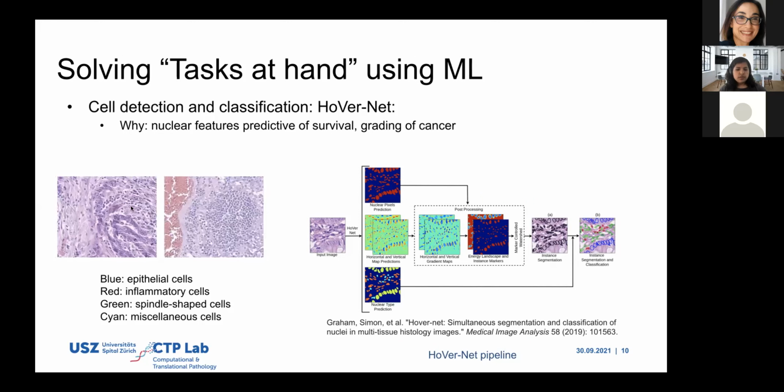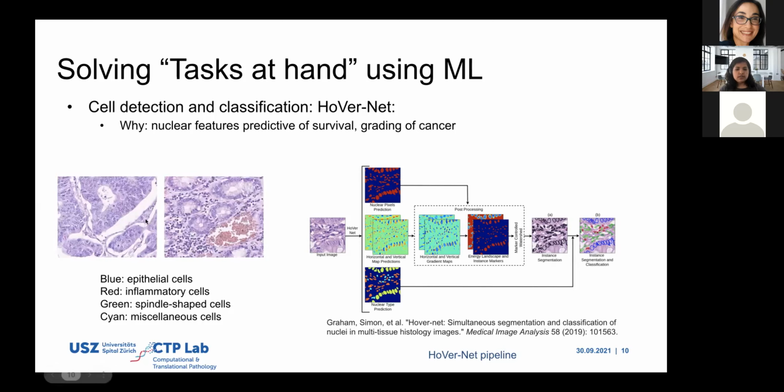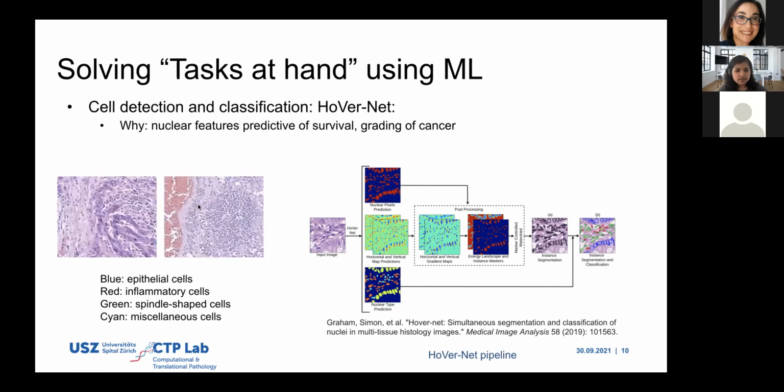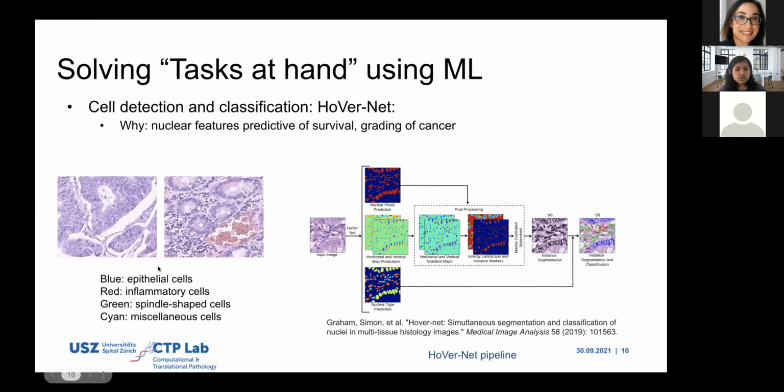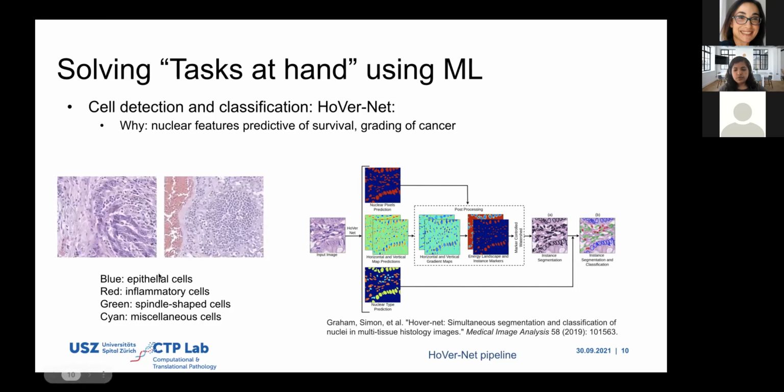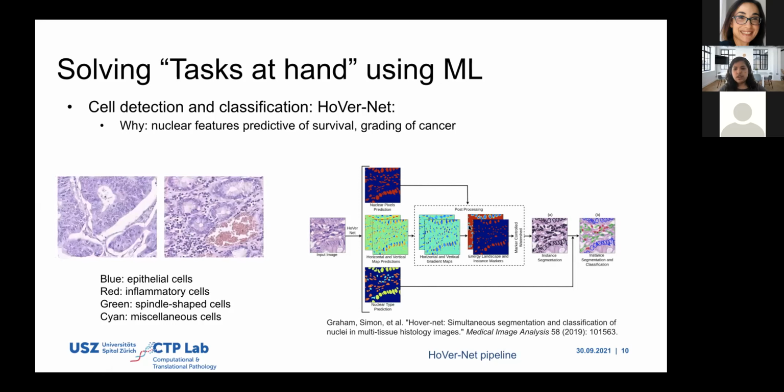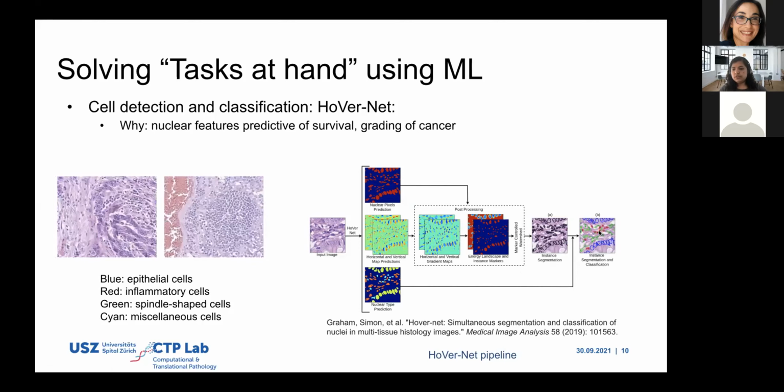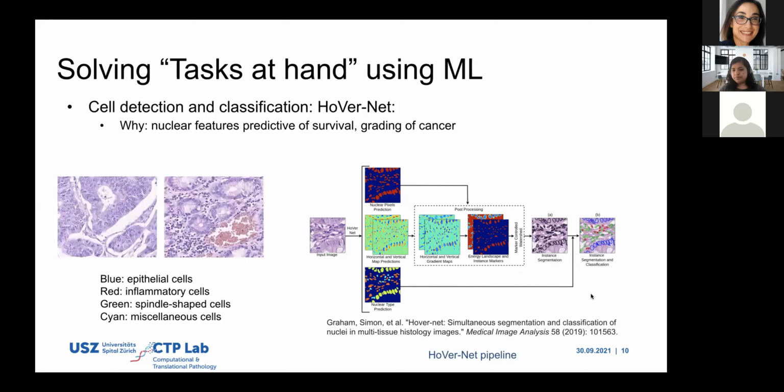What we give to the model is a part of the image, and it not only detects the cells, it also classifies them into important cell types. And this is a classic example of supervised learning, where we have the image, we have the data, we train our model, and in the end, it segments out a cell and also classifies it.